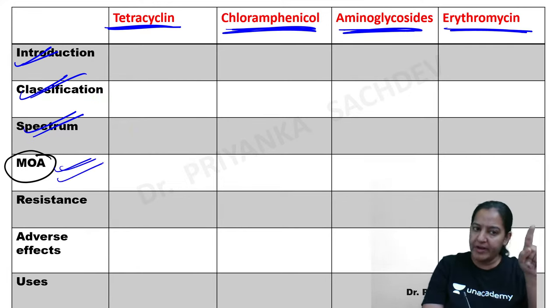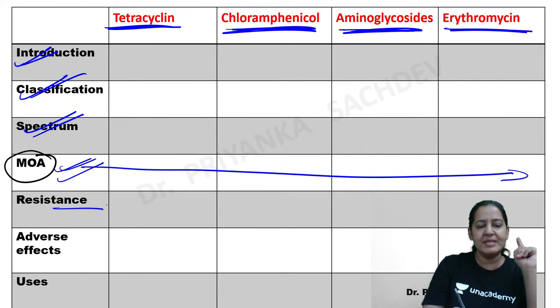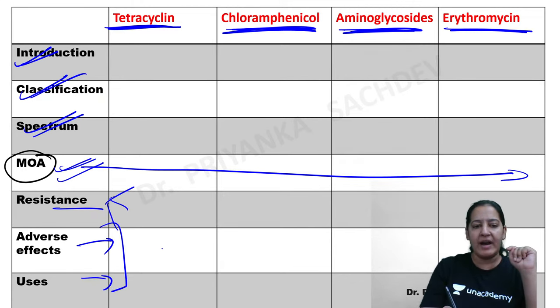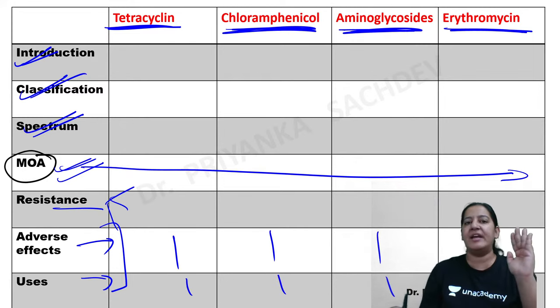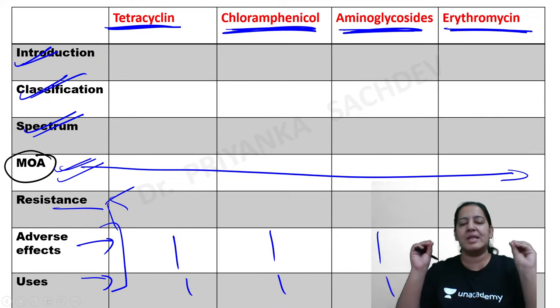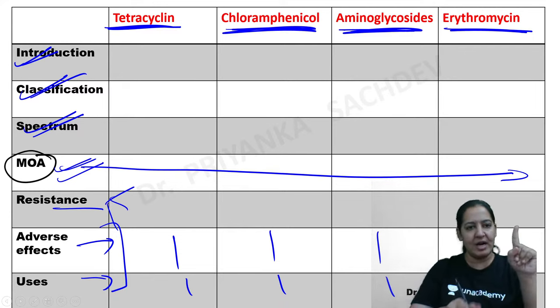Mechanism of action I already taught you, but we will revise individually. Which step is inhibited, right? Resistance, the way of the resistance I will tell you. Adverse effect, mnemonic, uses mnemonic. At the end of the session, you are having 8 mnemonics, 2 each category. So each category I will give you 2 mnemonics, one for adverse effect, one for uses. So the things will become super duper simple for you. Shall I continue? Shall I start the first chapter?